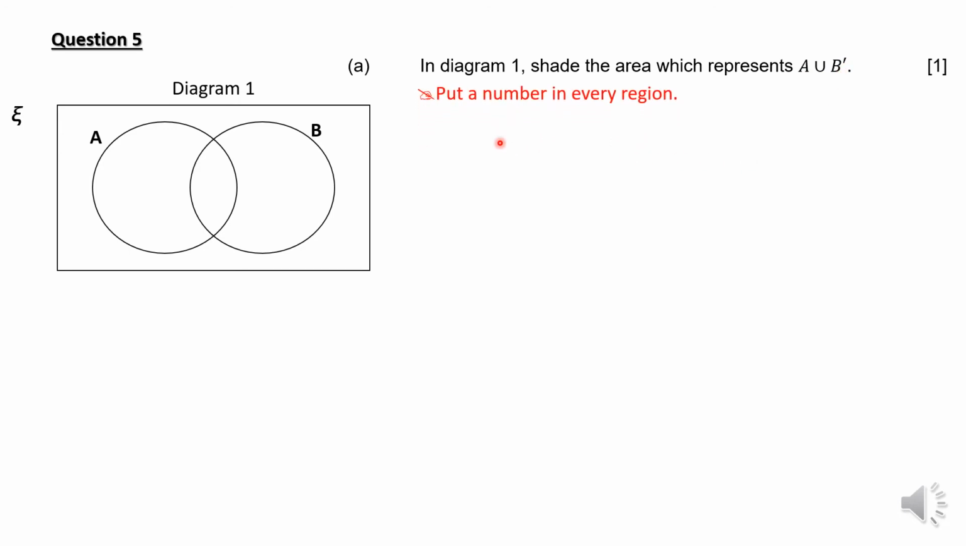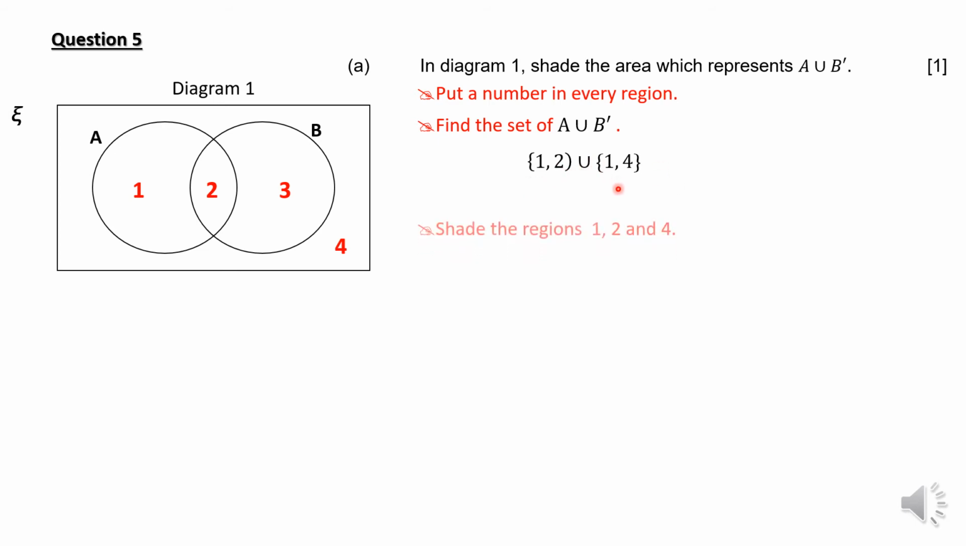So what I do is put a number in every region, like so. And then I'm going to get the set of A union B complement. So I know that A is 1 and 2. That is what the elements that are there according to my numbers. And the complement of B, what is not in B, is 1 and 4. The union means you have to write them, combine them, but you do not repeat a number. So it's going to be 1, 2, and 4.